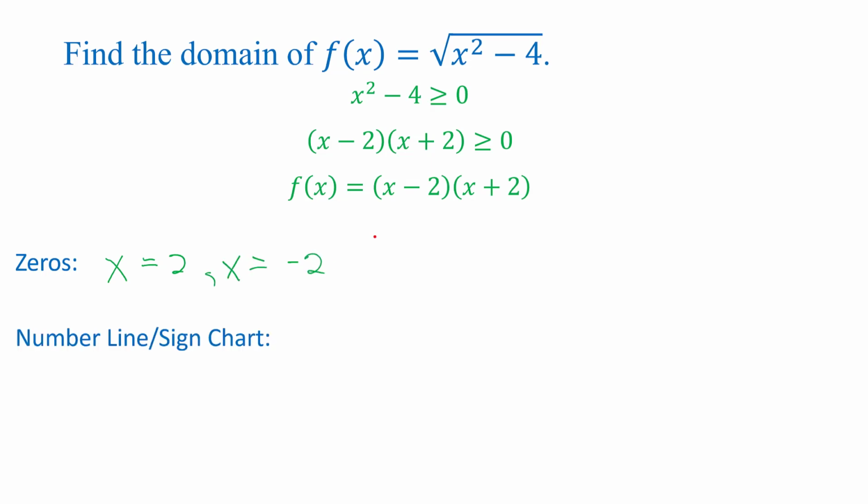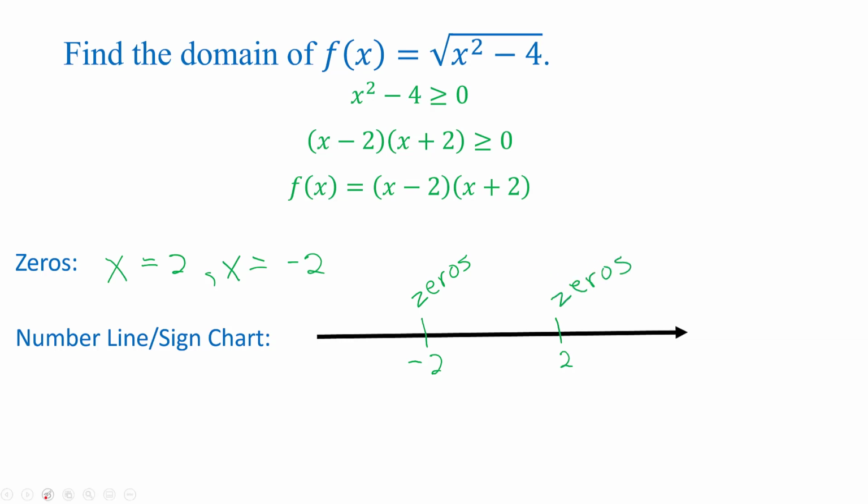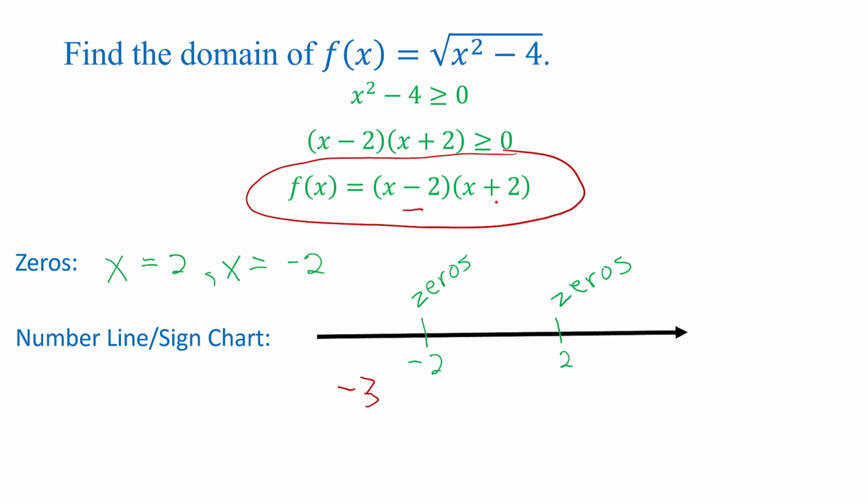We go ahead and create a number line or a sign chart here, and we put negative 2 and 2 as zeros on this number line. And then we test the value in each region. So to the left of x equals negative 2, let's try negative 3. So to test x equals negative 3, I'm going to go up to my factored version of f of x, putting negative 3 in for x. I would have negative 3 minus 2, which is negative. Negative 3 plus 2 is negative. A negative number times a negative number would be positive.